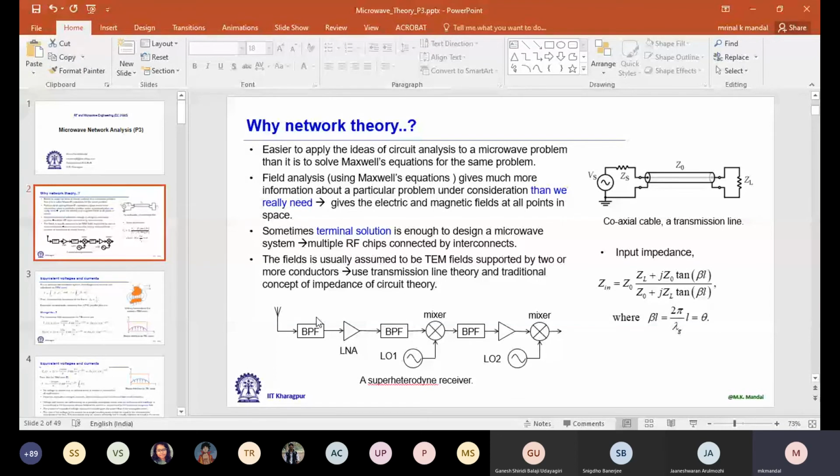Once we have this terminal solution, we can use similar concepts like circuit theory, which you learned last year, network theory as a whole, but obviously with some modification. In this chapter, we are going to discuss that. We'll consider that the terminal behavior is available, and then how to utilize that to design a microwave system with many components in series cascade connection. So how do we do that?